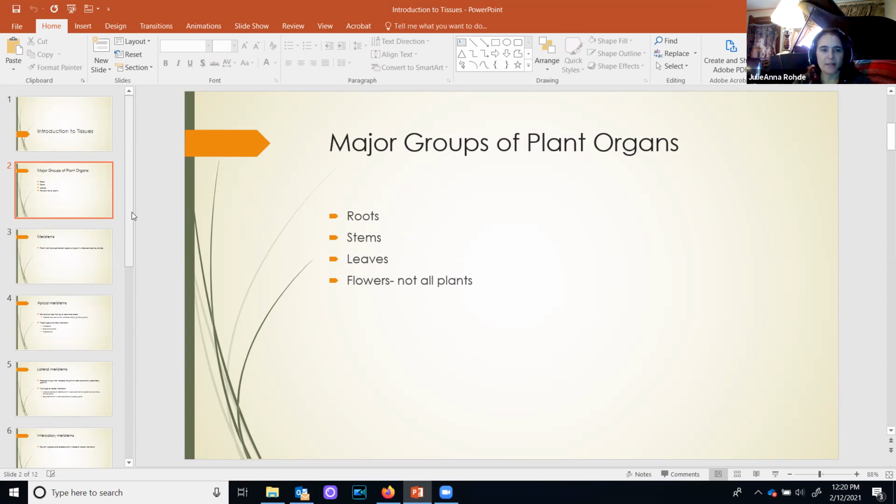And I had slides of different types of tissues, okay, for you to look at. Actually, these are all stem tissues. Okay, we're going to do stem tissues first. That's what we're going to do. But that may be next week.